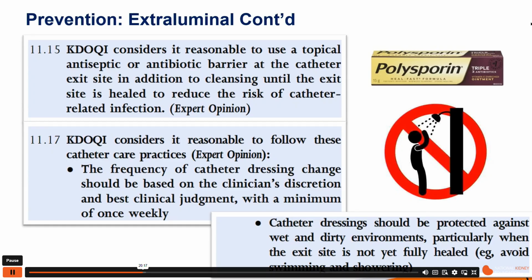So in our unit, we only change the dressing once a week unless it's indicated, if it's come off or it's become dirty. So you don't have to manipulate excessively. You want to protect the dressings from wet and dirty environments, and there's a real debate whether or not you should shower. And really, we advise patients not to shower until the exit site is healed, and to make sure, if they are to, that they properly cover it.